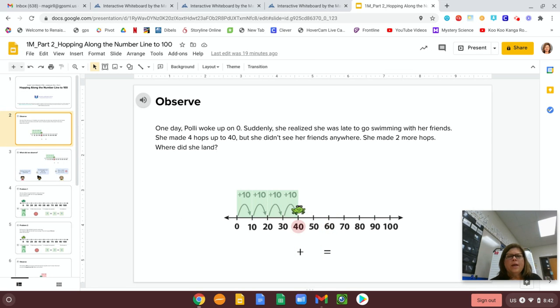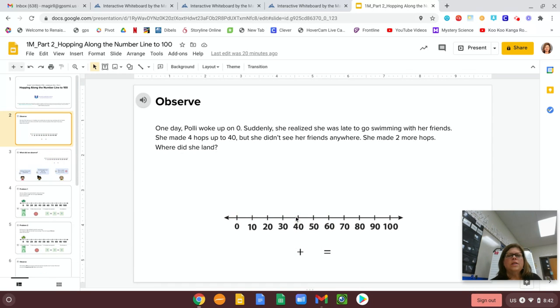One day, Polly woke up on 0. And so right here is the 0. Suddenly, she realized she was late to go swimming with her friends. She made 4 hops up to 40. Boom, boom, boom. Look, she got to 40.